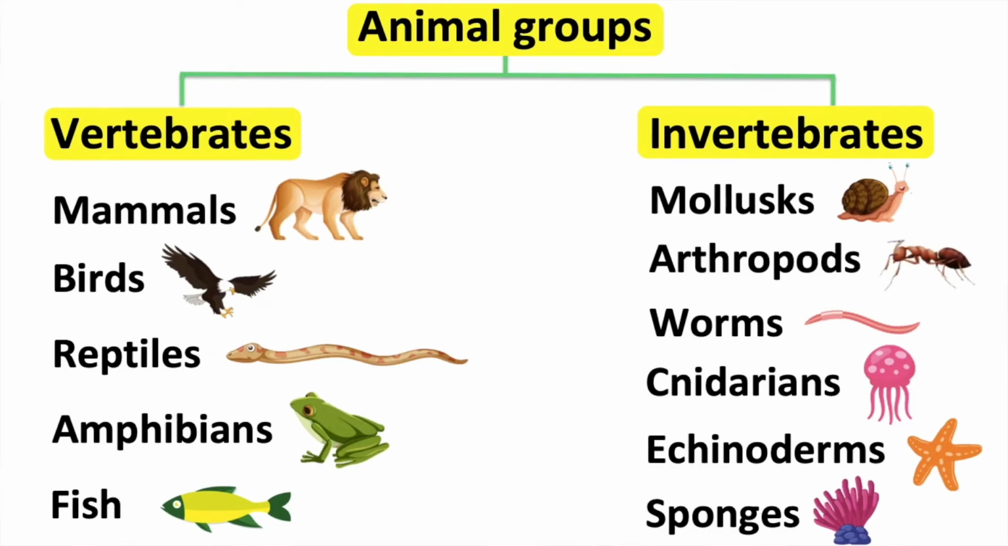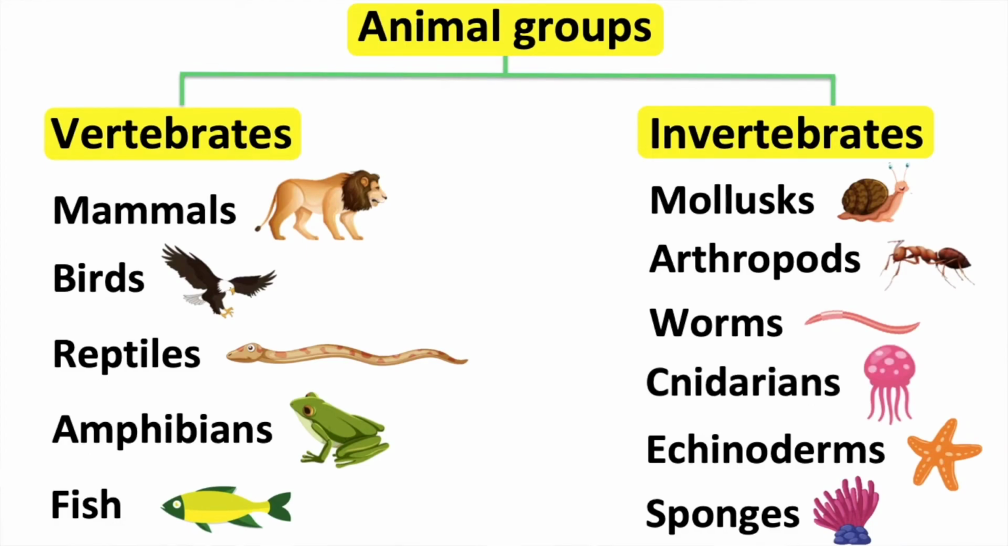Arthropods live on land. There are many different types of arthropods. For example, ants, spiders, crabs, millipedes. Arthropods can have different numbers of jointed legs. Some have 6, some have 8, some have 10, and some have even more than 10. They also have an exoskeleton. Worms have a long soft body and moist skin.